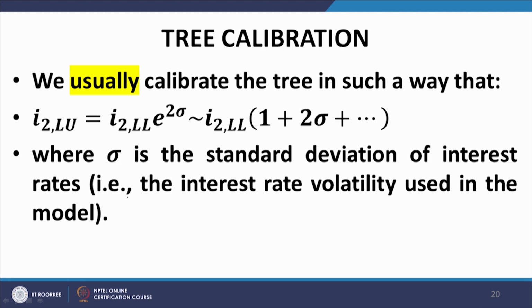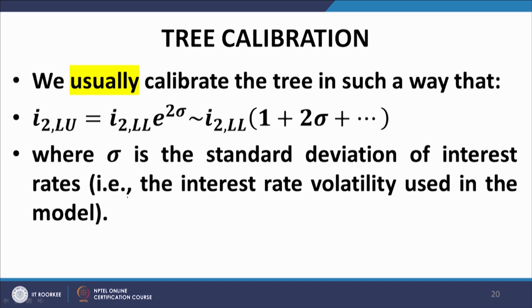Any two nodes corresponding to any point in time carry interest rates which are 2 sigma apart, or which are multiples of 2 sigma apart. So, I2LU is equal to I2LL e to the power 2 sigma. So, this rate can be expressed in terms of this rate with e to the power 2 sigma, and similarly if we look at I2UU, it will be I2LU e to the power 2 sigma, and that will be equal to I2LL e to the power 4 sigma.